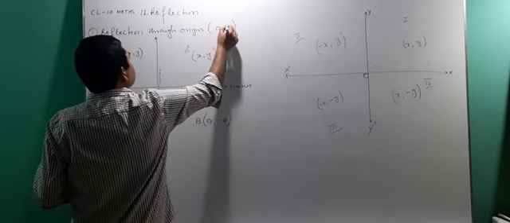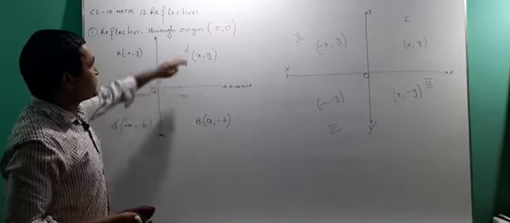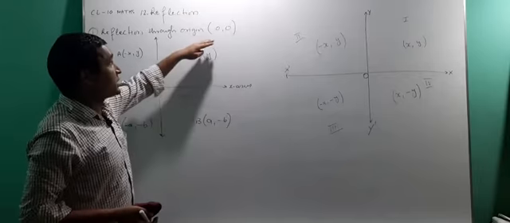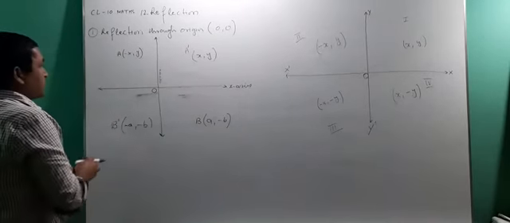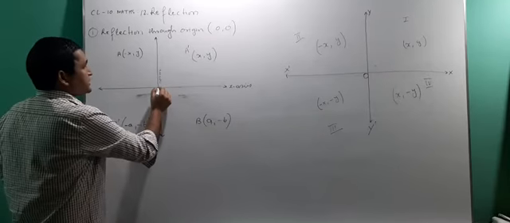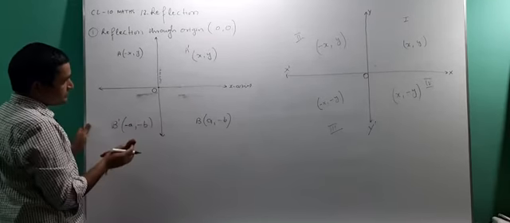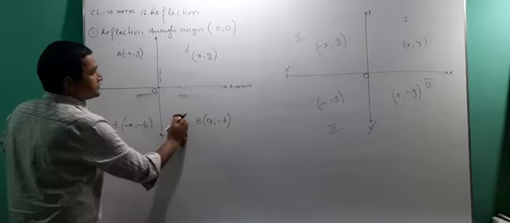Reflection through origin means 0, 0. Okay, if the reflection is through origin, sometimes they will ask through 0, 0. Now, because the coordinate of this origin is 0, 0.